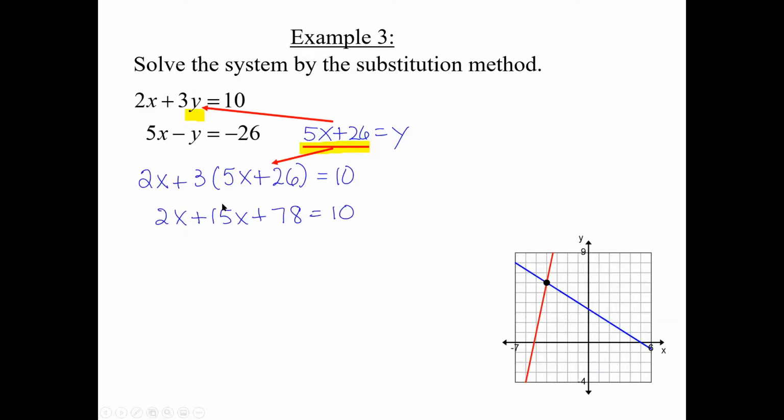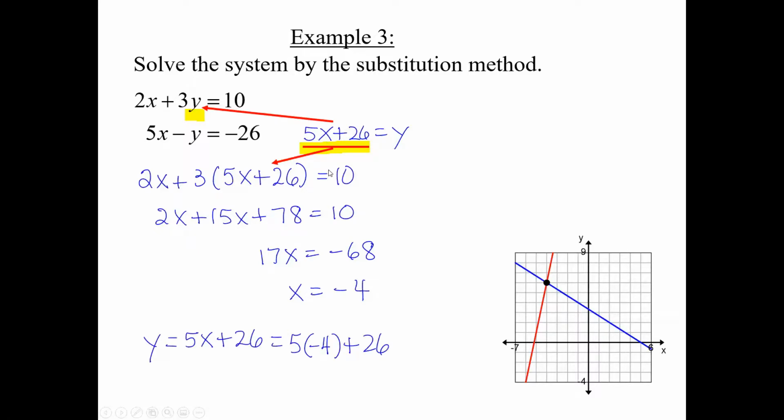Distribute, simplify, divide, and we get x equals -4. Now let's find the other values. So we're going to go to this equation and we're going to put -4 in here. So y equals 6. That gives us the point -4, 6.